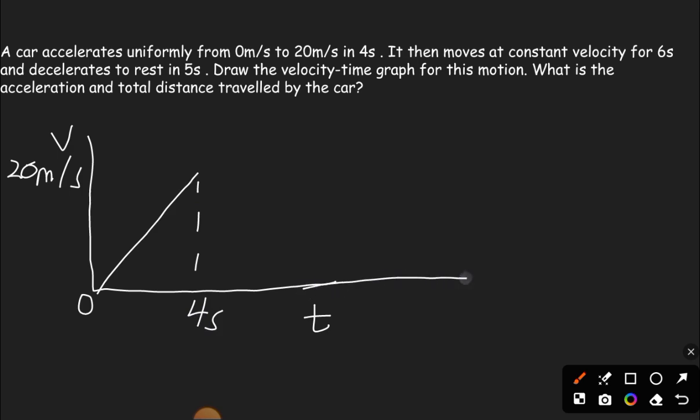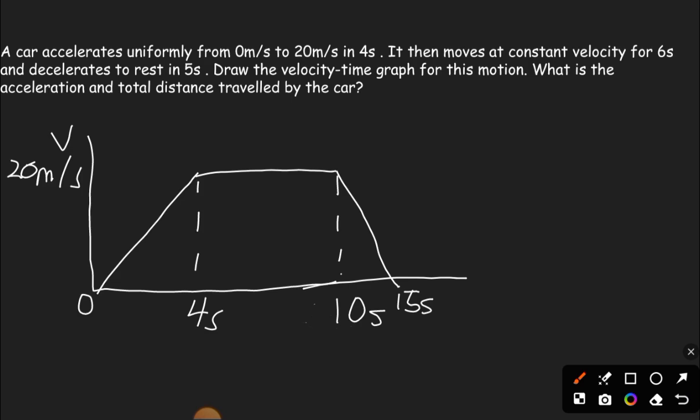I have to extend this. So we extend this for another 6 seconds. If it is for another 6 seconds, it means that this time is going to be added, so a total of 10 seconds. And it decelerates to rest in 5 seconds. So it decelerates to rest in 5 seconds. Now a total of 15. So we are asked to draw. We are done drawing.